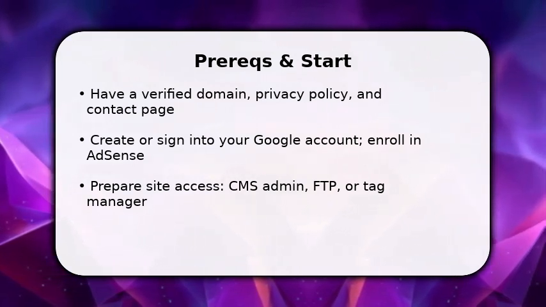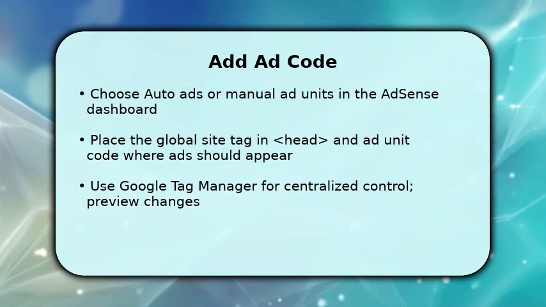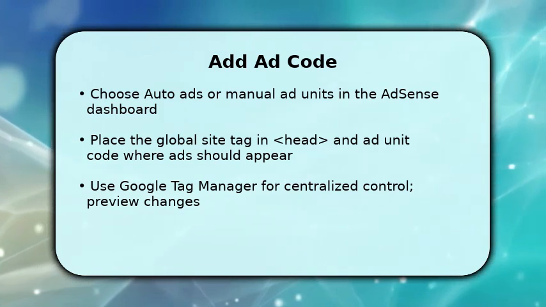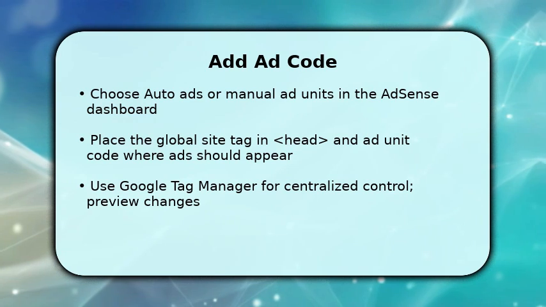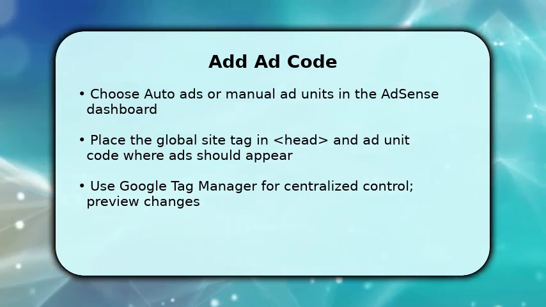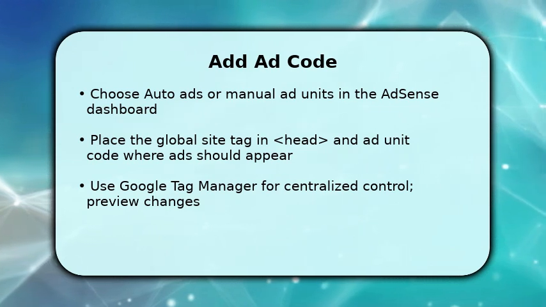Next, implement Adsense code and layouts. In the dashboard, pick Auto Ads for automatic placements or create manual ad units for precise control. Insert the global site tag into your site's head section so all ad calls function. Then drop individual ad unit snippets into templates or widget areas where you want ads to render.